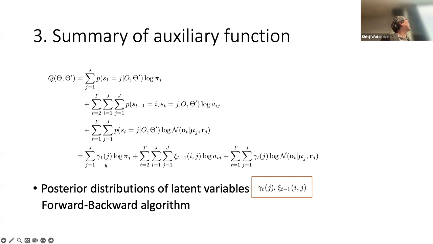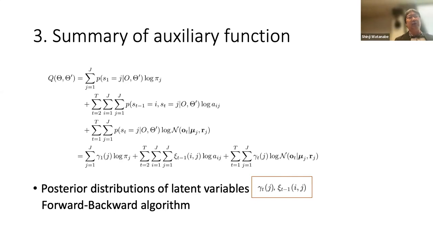However, we have some mysterious variables here, gamma, xi t minus 1 ij, and gamma tj. They just replace these probabilistic distributions with these variables. But I still didn't explain how to solve them, and they are solved by using the forward-backward algorithm today.